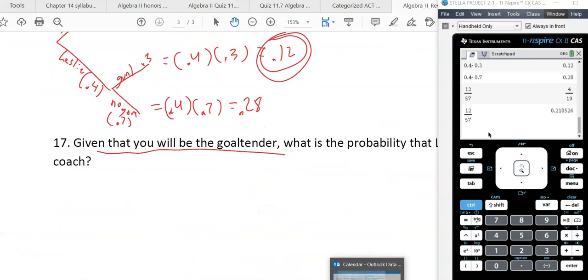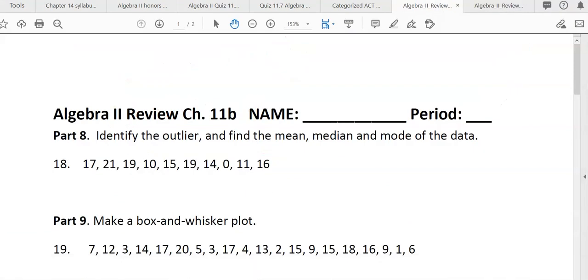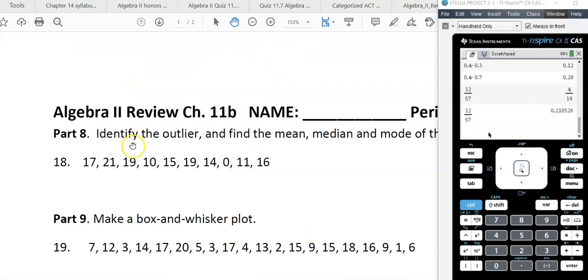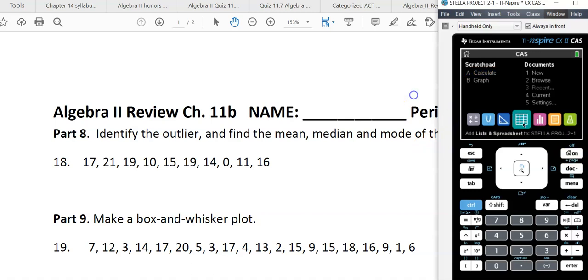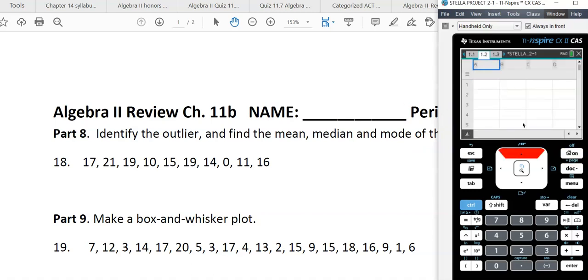That is the end of the first worksheet, but we're going to go on and move to the second one. So find the mean, median, and mode. You could, if you wanted to, put this in the data or list and spreadsheet page. So I'm just going to call it data: 17, 21, 19, 10, 15, 19, 14, 0, 11, 16.